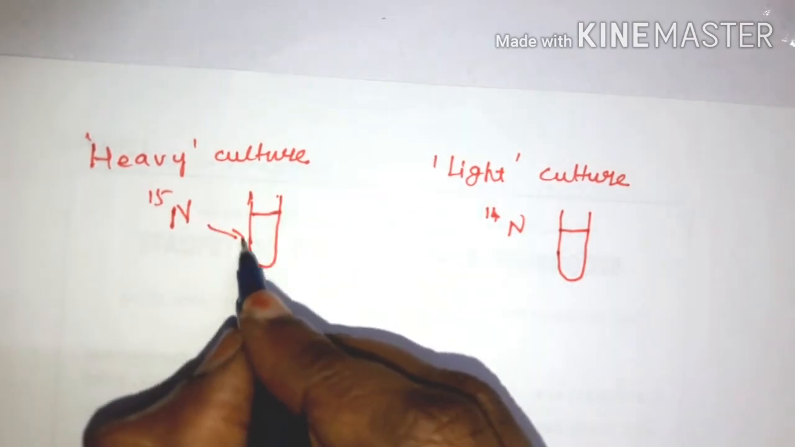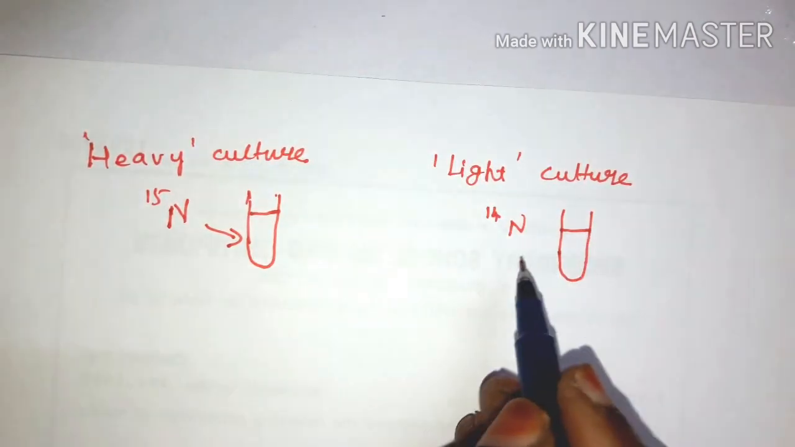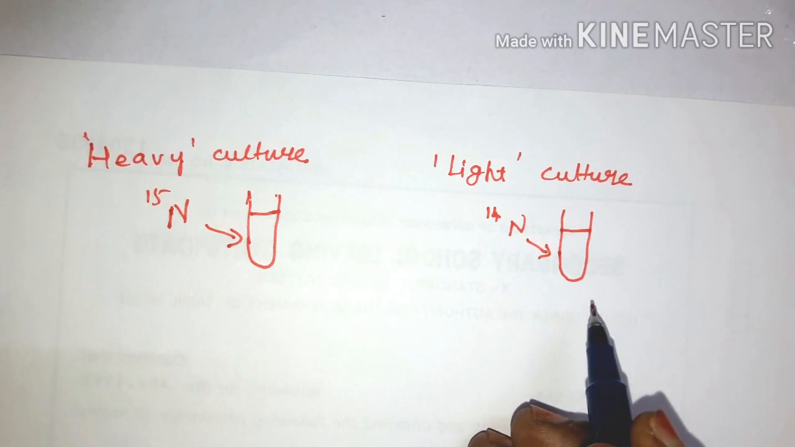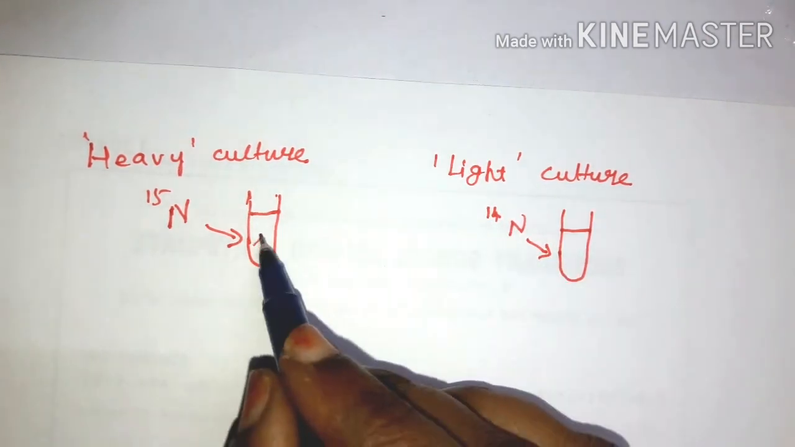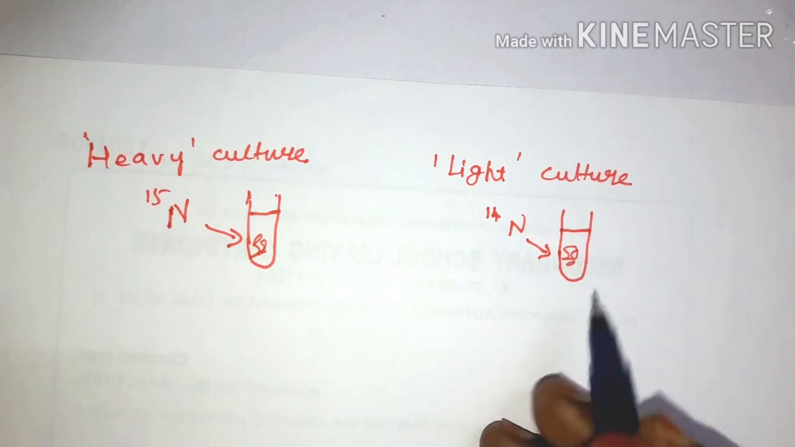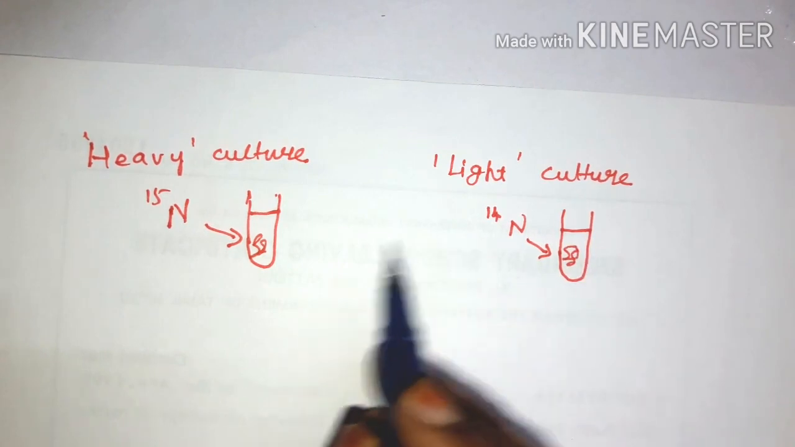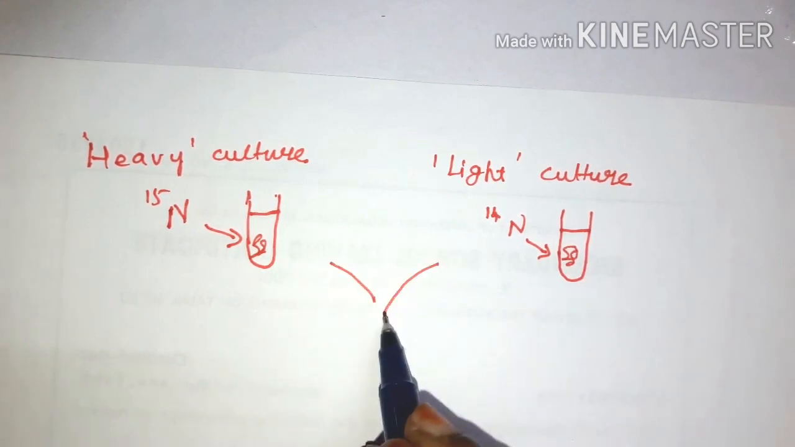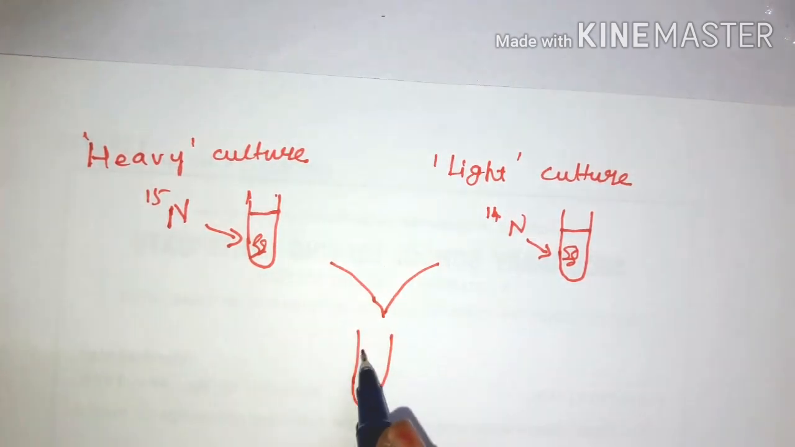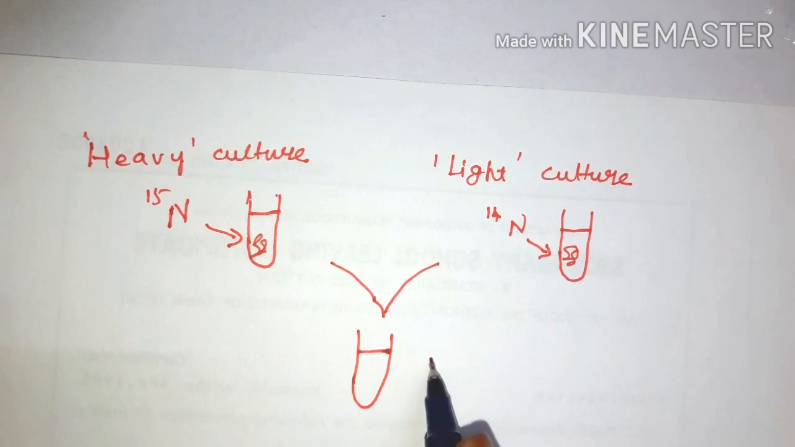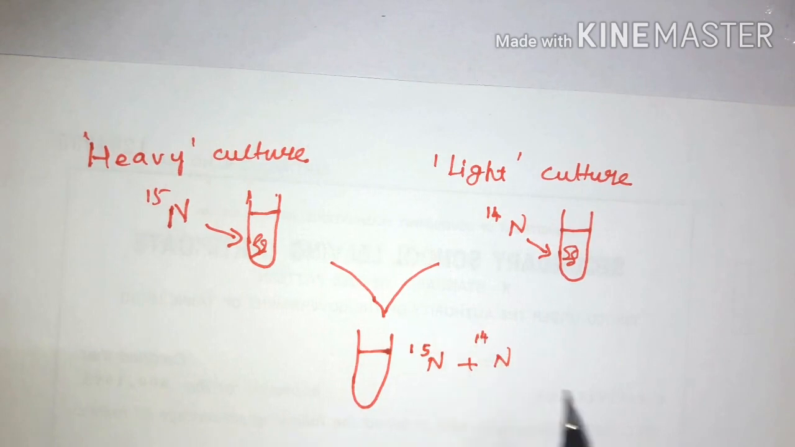So they are completely having the heavily cultured one here, and here it is the lightly cultured one. So DNA has been separated, and then they mix both into a single medium. Thus it has both the heavily cultured one and also the lightly cultured one.